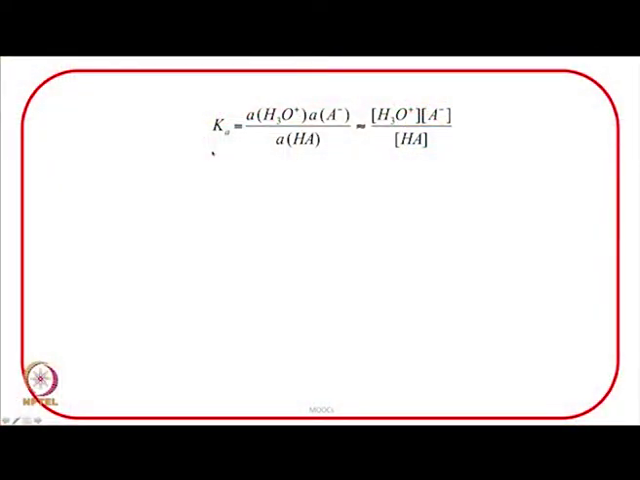Alright. Now, let us write an expression for the acidity constant Ka. We always write Ka as activity of hydronium ion into activity of A minus divided by activity of HA. And now, let me assume the activities to be close to concentrations, that is, I am assuming that the solution is very dilute.